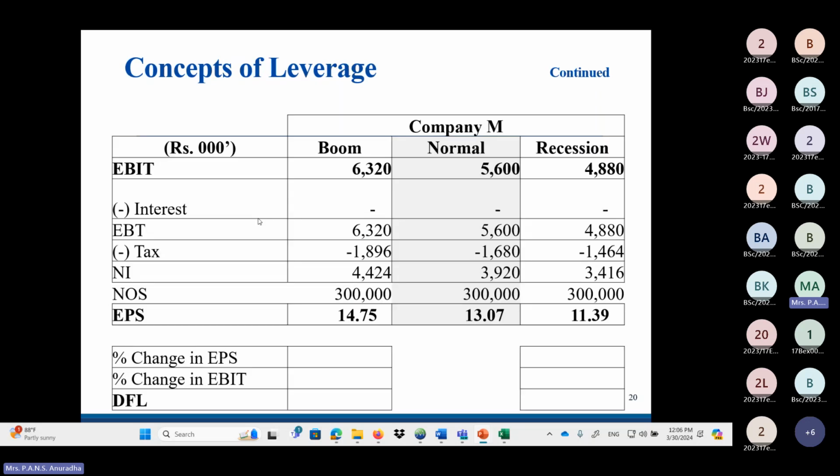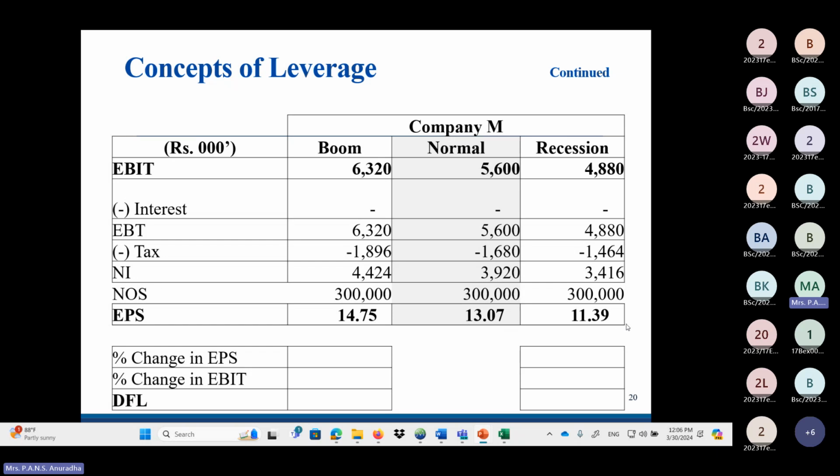Tax rate is given 30%. So you have to pay tax on 30%. Then net income 4,422. Number of shares of the company was given. So this is the earning per share. Earning per share for the company M.